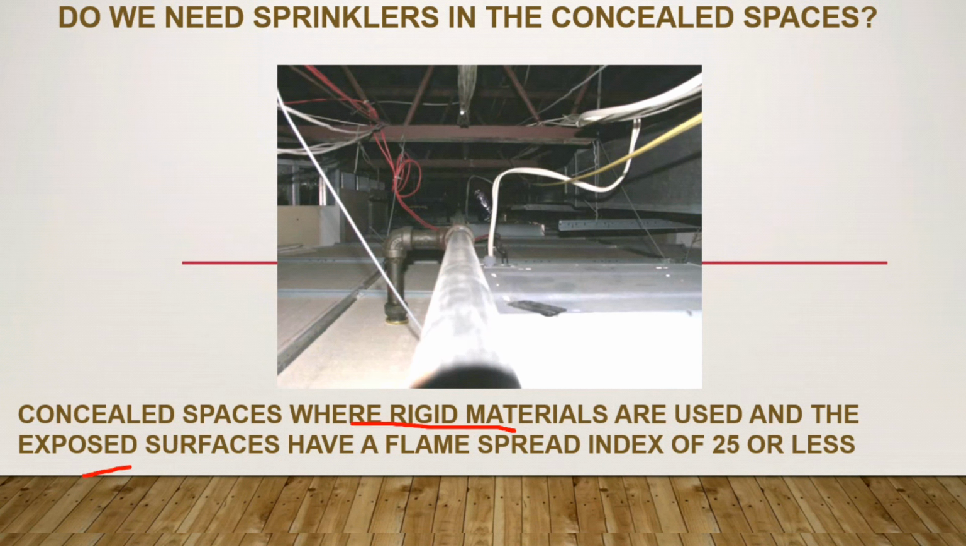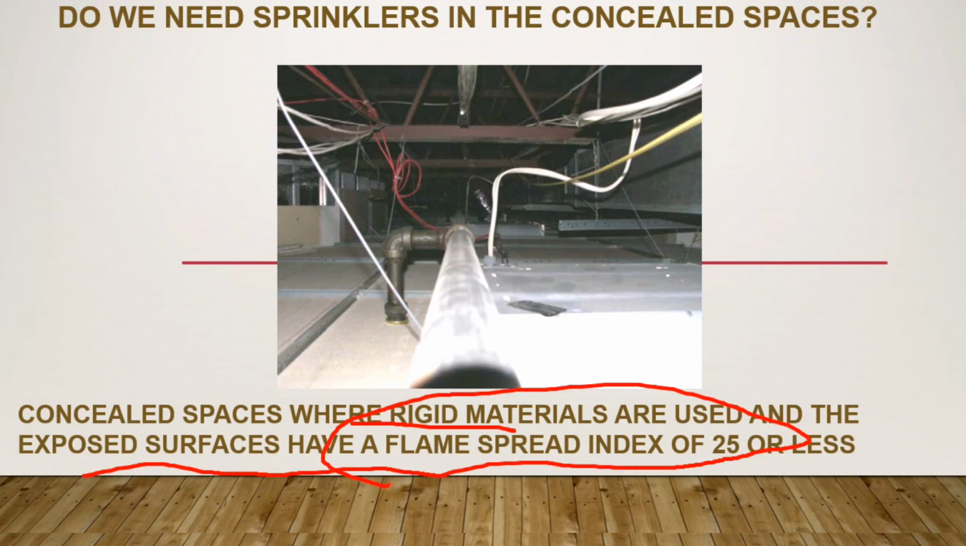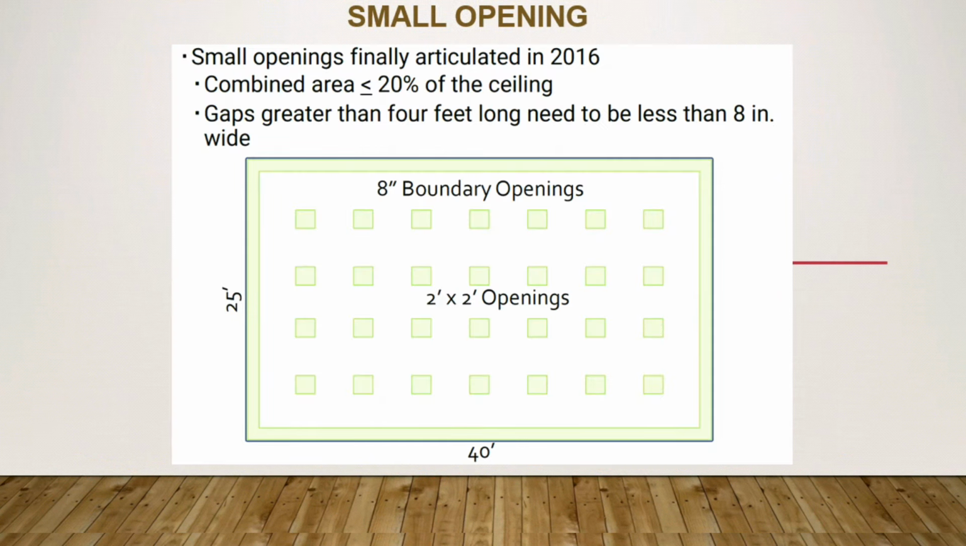The reason here is, as per NFPA 13, the concealed spaces where rigid materials are used and the exposed surfaces have a flame spread index of 25 or less do not need sprinklers. If you are in the GCC, when you are submitting the material submittal, you can see in the project specification there will be a condition like duct insulation material flame spread index not more than 25. So we have to comply with this. If the flame spread index is not more than 25, we don't need to provide sprinklers for this part.